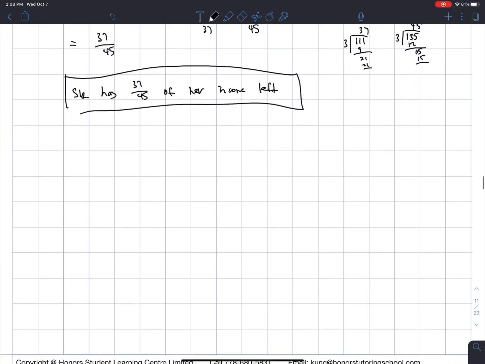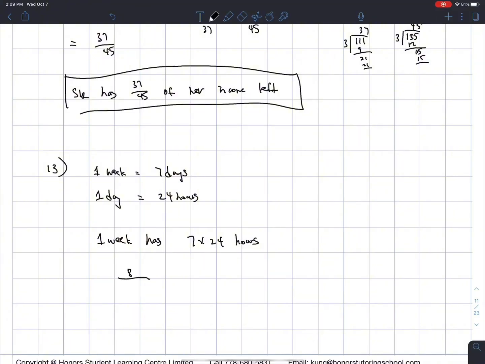And then question 13. 8 hours is what fraction of a week? So in a week, 1 week equals 7 days. And each day we have 24 hours. So you can say 1 week has 7 days times 24 hours. This will give you the total amount of hours in a week. I'm not going to multiply them because I'm about to simplify them. So the fraction is going to be 8 hours over 7 times 24.